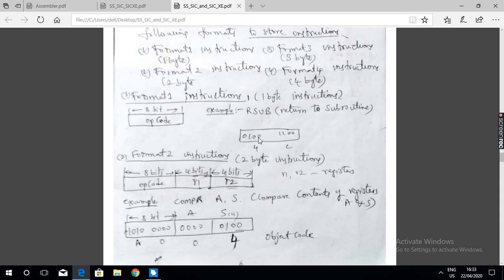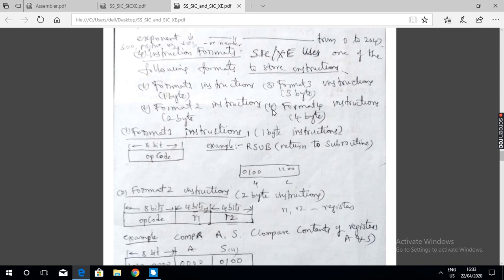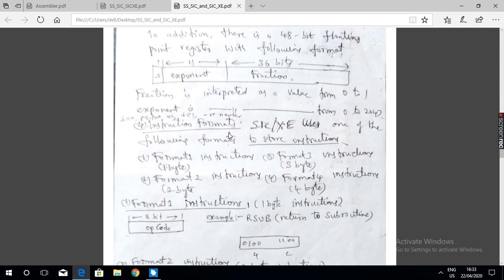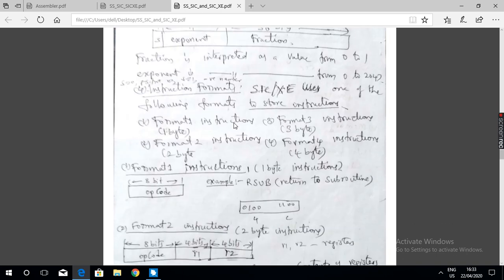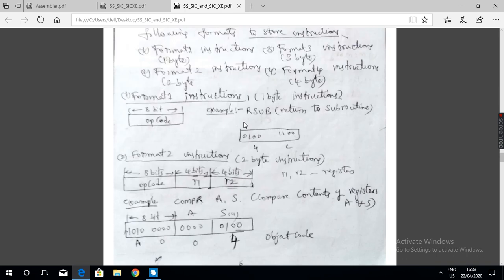I said different instruction formats, no? There are four, and each instruction comes in one of the four formats. In SIC/XE, format 1 instructions are also called 1-byte instructions. Only the 8-bit opcode is present. An example is RSUB, return from the subroutine.